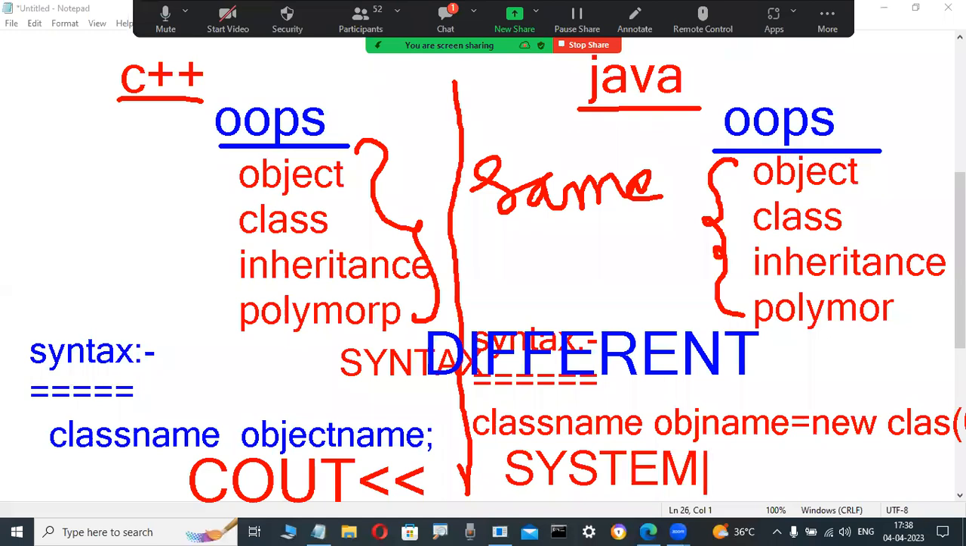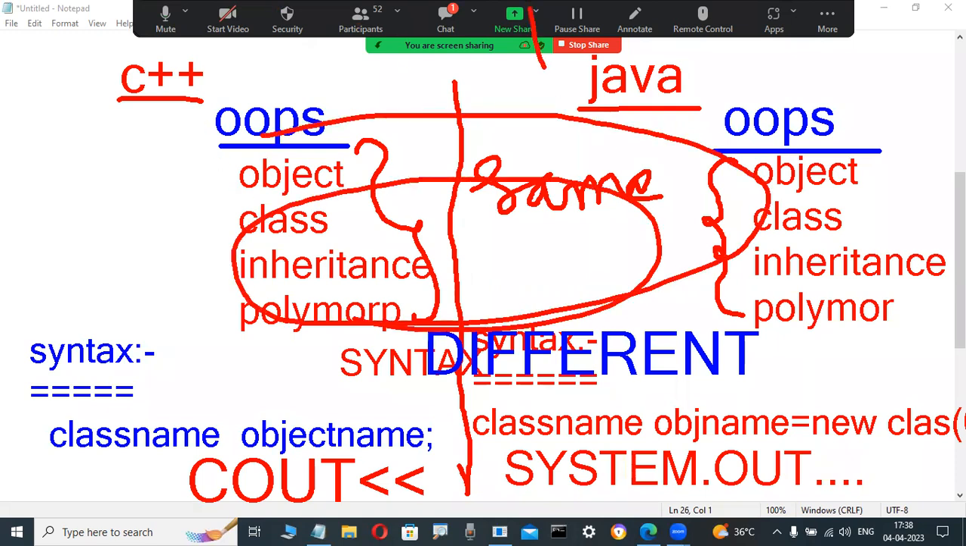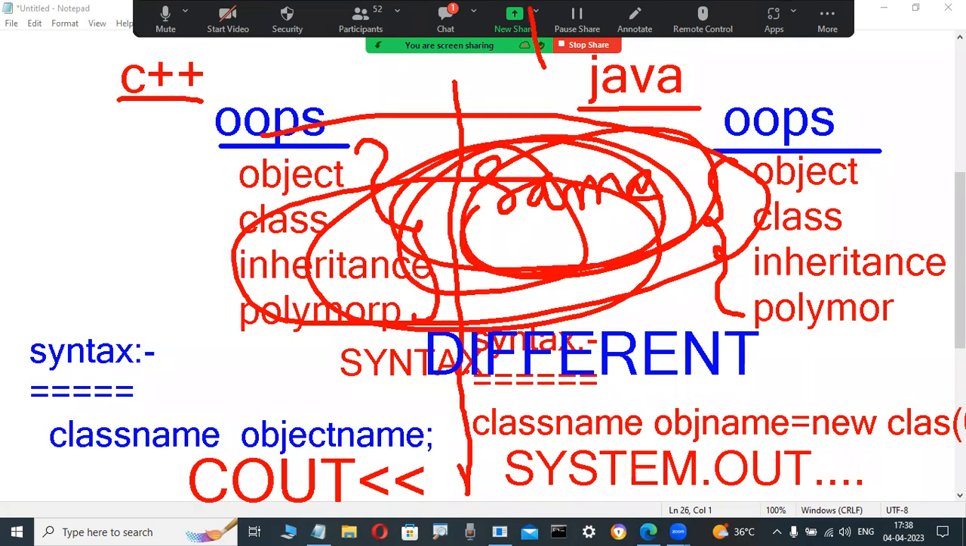So many fellows have an idea. Through this one, we are displaying stream output. That's why the features are the same. Features means object-oriented features, not all features. The features are the same, but syntactically different, and functions are also totally different. Same like this concept.